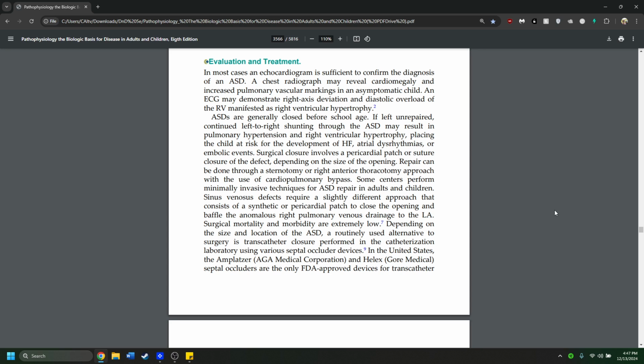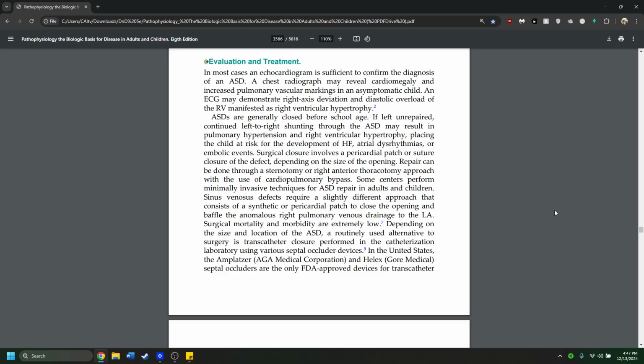If left unrepaired, continued left-to-right shunting through the ASD may result in pulmonary hypertension and right ventricular hypertrophy, placing the child at risk for the development of heart failure, atrial dysrhythmias, or embolic events.